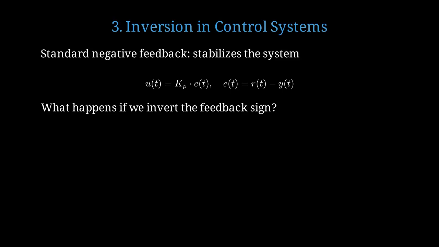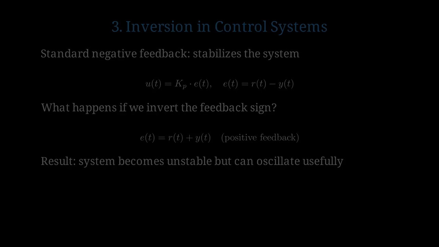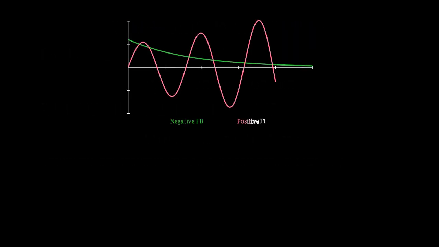Now here's the key question. What happens if we invert the feedback sign and use positive feedback instead? With positive feedback, the error becomes reference plus output. This typically causes instability and oscillation. The result is that the system becomes unstable in the classical sense, but these oscillations can actually be useful in certain applications. This graph compares negative feedback in green, which decays to stability, versus positive feedback in red, which grows and oscillates.